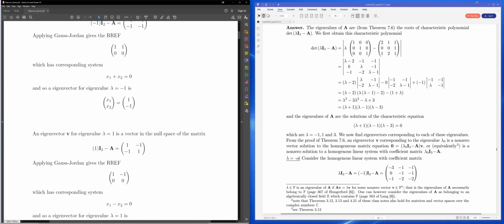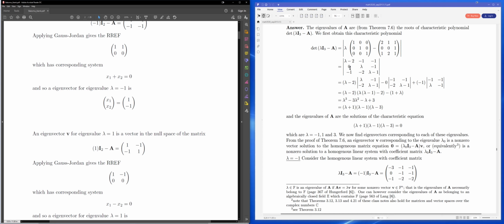What you do is you put lambda equal to minus 1 into it, and put in the lambda. So you could put lambda equal to minus 1 into here, and you already have an expression here for lambda I3 minus A inside here. If I put lambda equal to minus 1 into this, I will get minus 3, which is this minus 3 here. I'd get minus 1, which is minus 1.